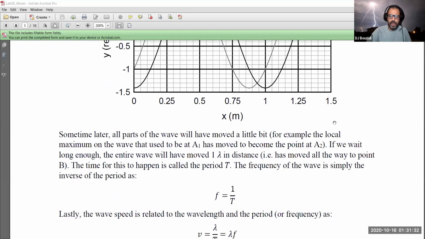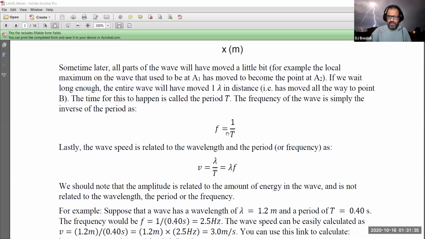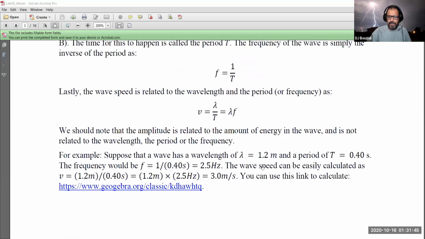Okay? So again, this is what I was talking about, the frequency and how it's related to the period. And the velocity is lambda, the wavelength, over the period, or lambda f. For example, if lambda is 1.2 meters and the period is 0.4 seconds, you can easily find the frequency, which is 1 over 0.4 seconds, or 2.5 hertz. And the velocity in this case is 1.2 divided by 0.4, or 1.2 times 2.5. It's the same thing. It's going to end up being 3 meters per second.